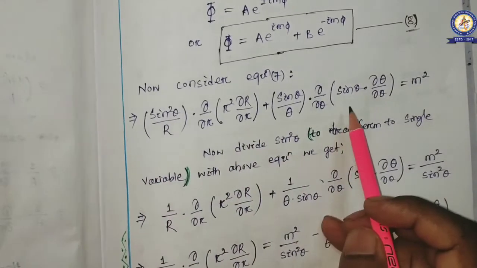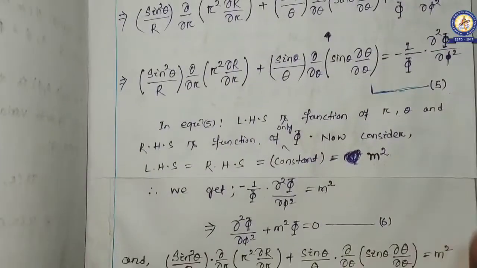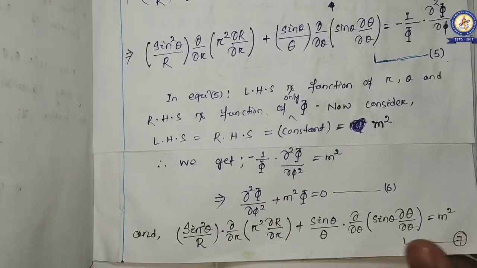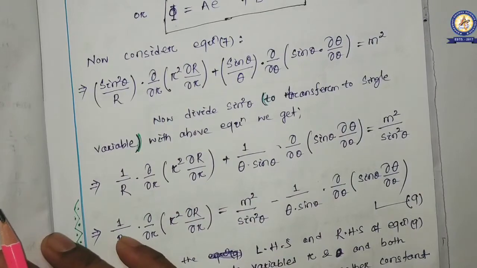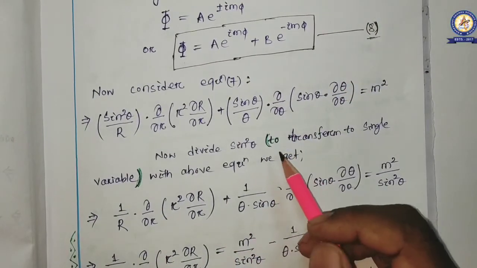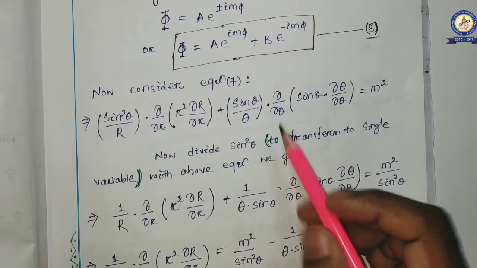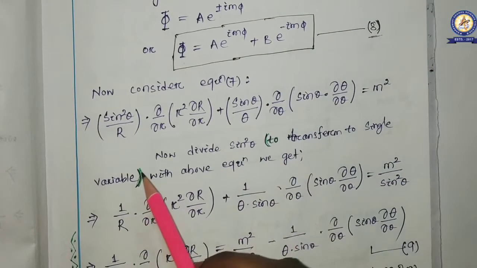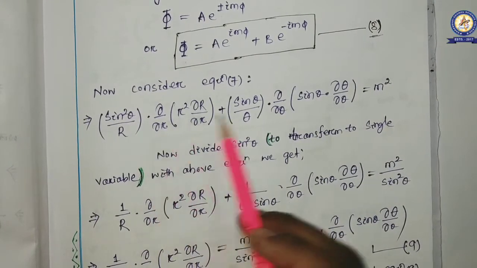Here I have written equation number 7, exactly the same as on the previous page; I haven't rewritten it here. Now again, to separate the terms having a single variable, what we have done is divide each term by sine square theta.